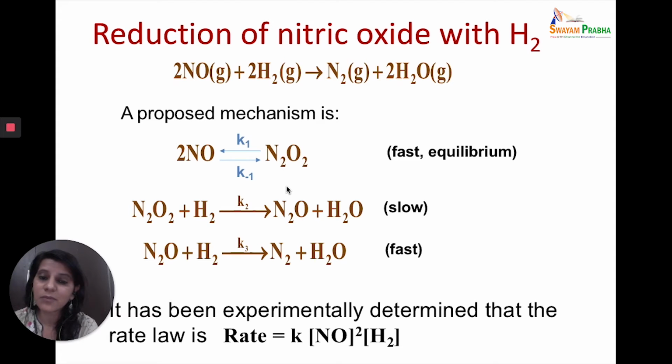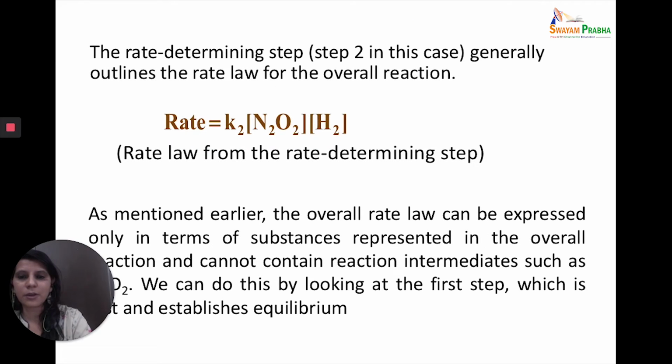In fact, we know that it is an intermediate, because what is the definition of an intermediate? An intermediate is something which is produced and then consumed during the subsequent reaction. Therefore, N2O2 is an intermediate. So using the slow step, I get a rate law which is dependent on the concentration of N2O2, which is the intermediate. So what do I do? I then apply the steady state approximation to this reaction mechanism and find out the value of the rate law.